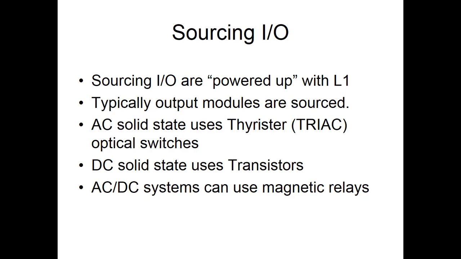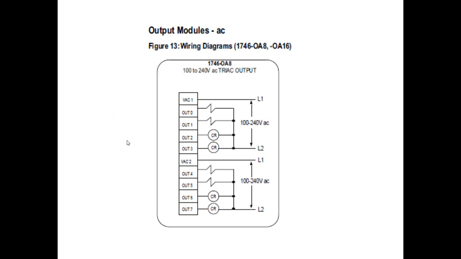AC solid state uses triac optical switches. That's the switch you use. We'll talk about it. DC uses transistors, but AC and DC systems can also use magnetic relays. Like I said, these magnetic relay modules can have a little bit of a higher ampacity, whereas these solid state devices, triacs and transistors, they don't like to see very much ampacity. Any kind of high amps, you know, half an amp, three quarters of an amp, one amp, you're going to fry it.